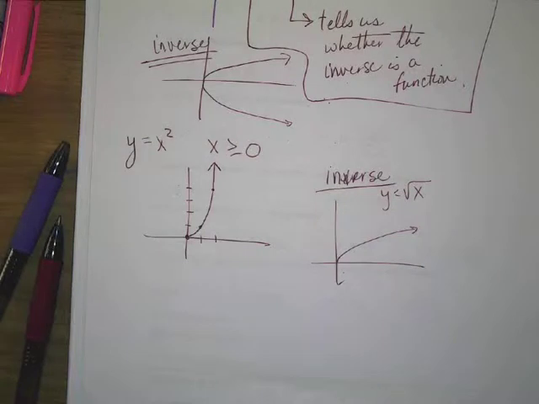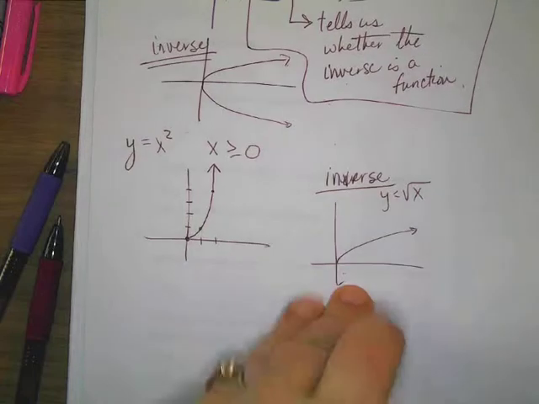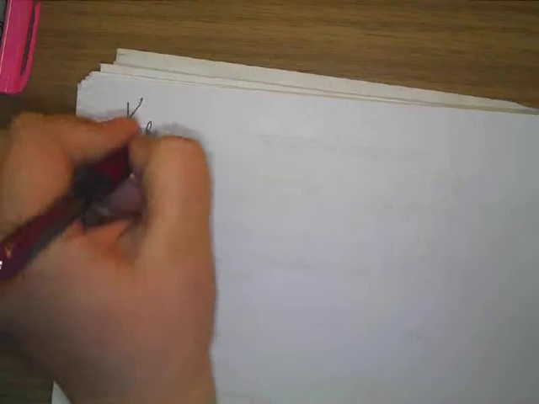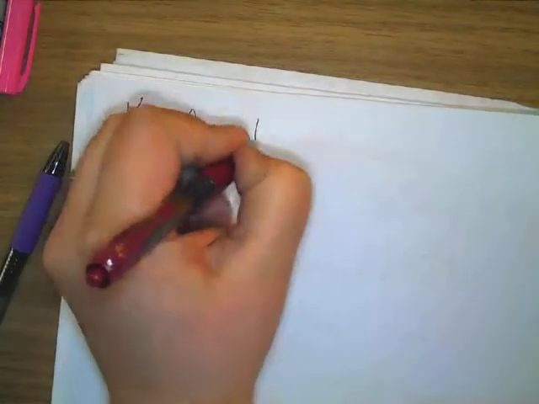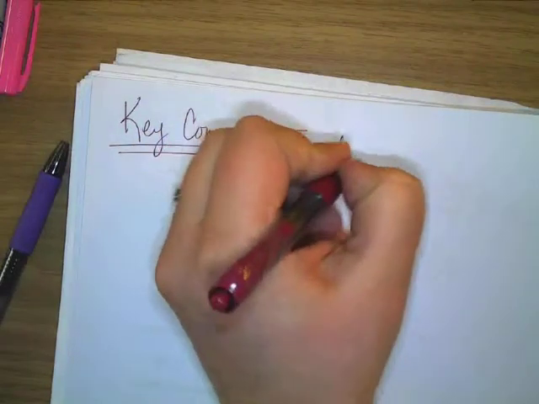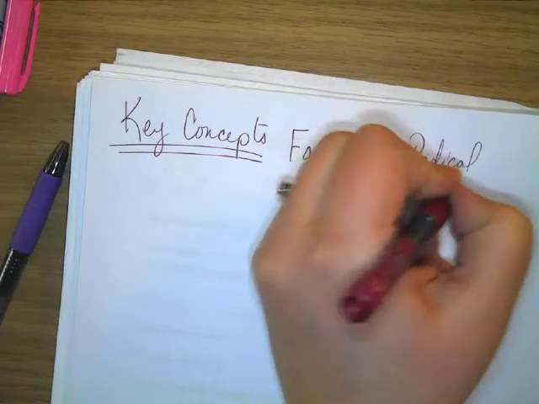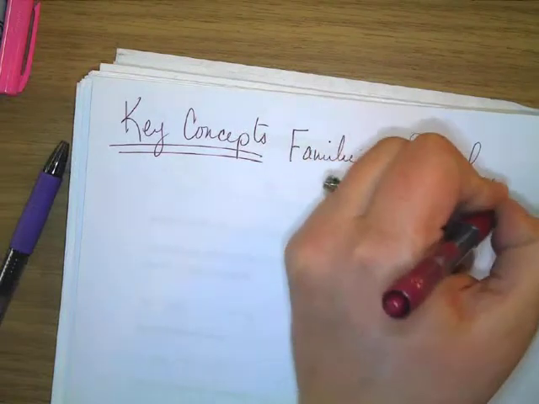So we're going to have key concepts, which is going to talk to us once again about graphical transformations. This is like the third time we've talked about graphical transformations. So we're going to do them again. No big deal. Let's bring some memories back. Key concepts: families of radical functions.